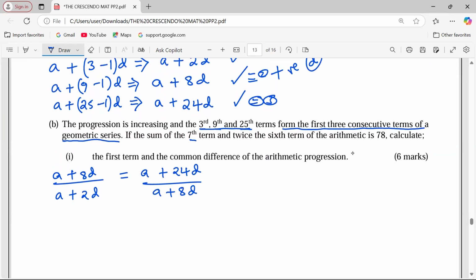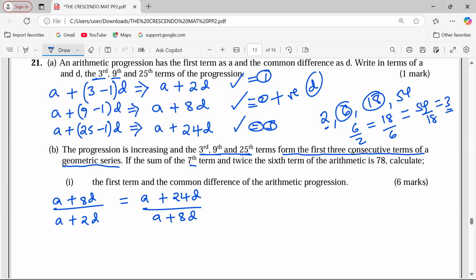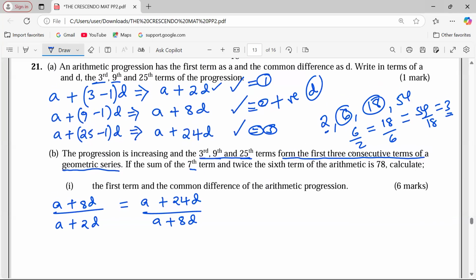This interpretation comes from a simple analogy. Let's say, for example, we have a GP, whereby the first term is 2, then the second one is 6, then the third one is 18, then the fourth one is 54, like that. It means 6 divided by 2 gives the same as 18 divided by 6, and this also gives the same as 54 over 18. In all the cases, we get a common ratio of 3. So there is a common ratio which relates the first, the second, and the third terms that way.